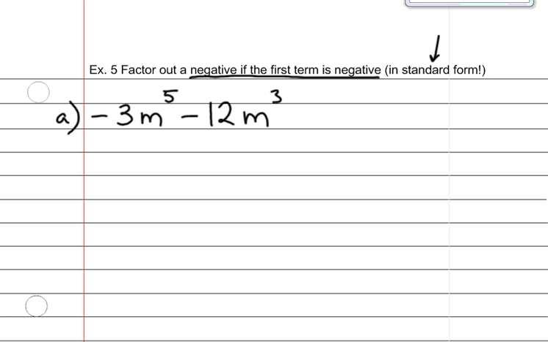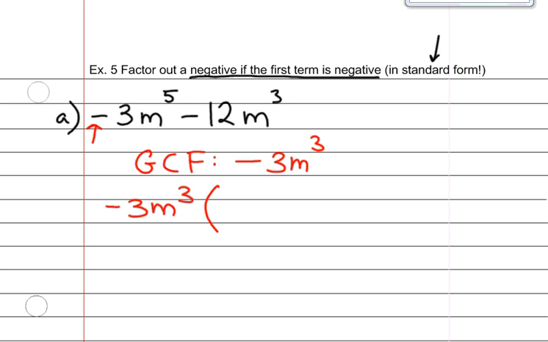As you can see, first of all, this is in standard form because my exponents go in descending order. All right, so now I need to find the GCF. And since my first thing is negative, my GCF needs to be negative. I need to factor out a negative. So with 3 and 12, the greatest common factor is 3. And then m to the 5th and m cubed, you have m cubed. So I'm going to factor out a negative 3m cubed.